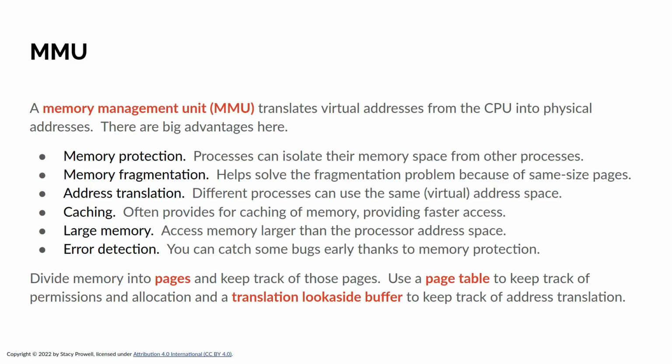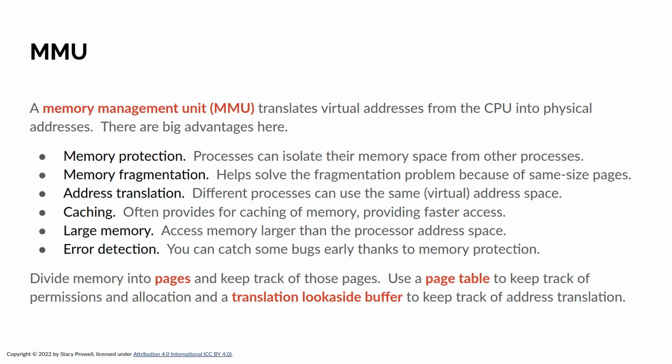The implementation is really simple. Divide memory into pages. Typically, the pages are all the same size, but they don't have to be. And they can, in fact, be different sizes. There's a couple different sizes you can use on the x86. But typically, the world has kind of settled on 4K pages. That's just where we've landed.